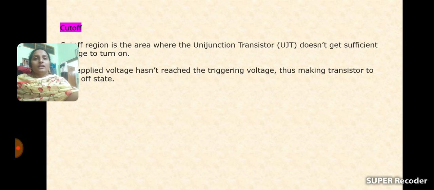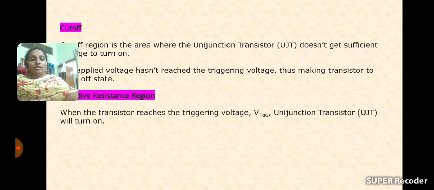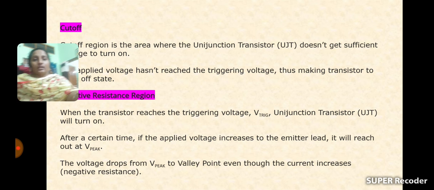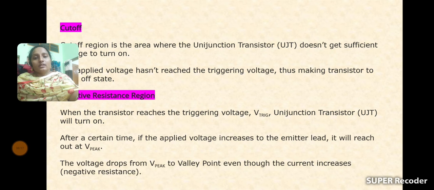The cutoff region is the area where the UJT does not get sufficient voltage to turn on. In the cutoff region, the applied voltage has not reached the triggering voltage, thus keeping the transistor in the off state. And coming to the next one, the negative resistance region: when the transistor reaches the triggering voltage, the unijunction transistor will turn on.